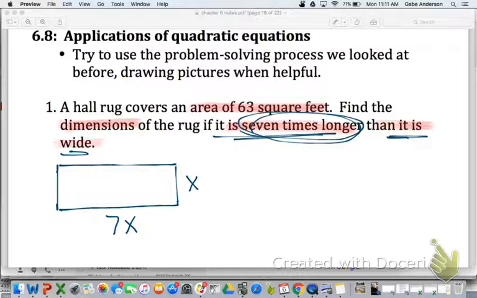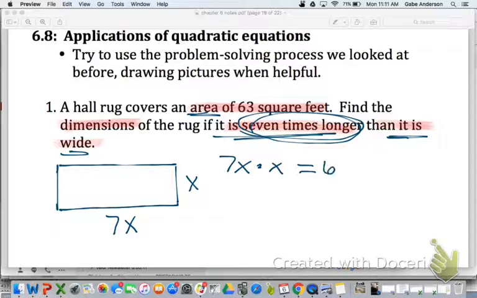Okay. So let's deal with area. This brings in a little bit of basic geometry. How do you find the area of a rectangle? Length times width, base times height, yeah. So this would be 7x, gentlemen, please pay attention. 7x times x is equal to 63.